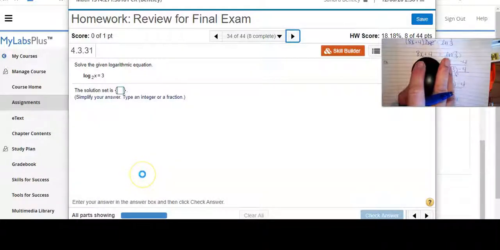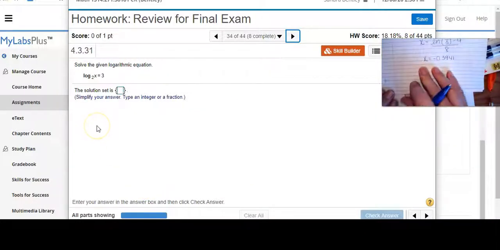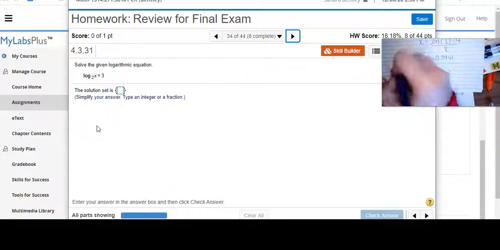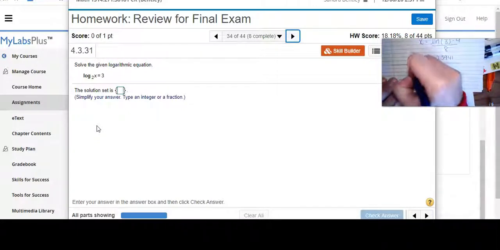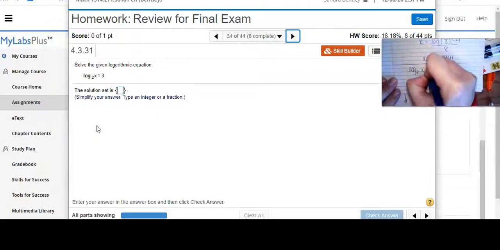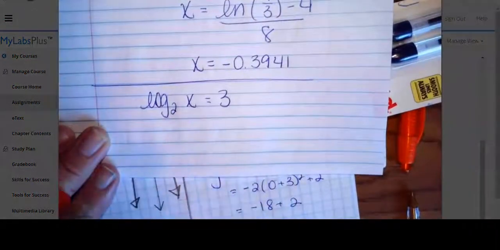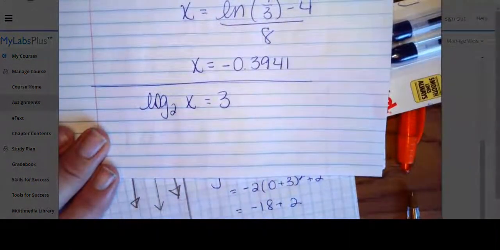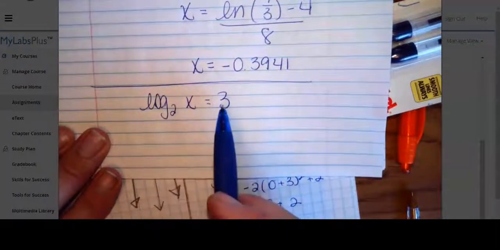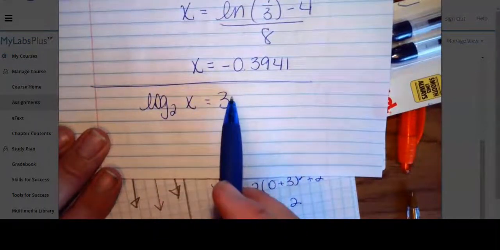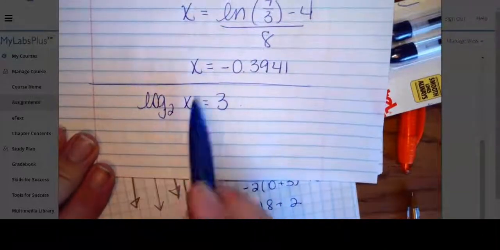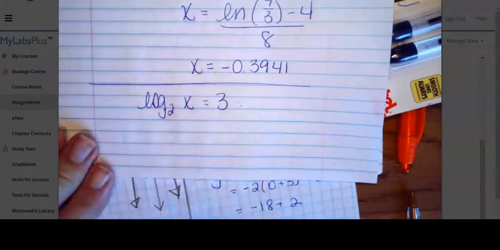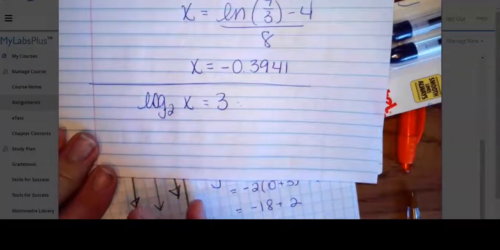Okay? Here we go. All right, so solve the given logarithmic equation. The given, not giving. So I have log base 2 of x equals 3. So what were our three formats? Our three formats, excuse me, were exponential equals exponential, a single log equal to something else, or a log equal to a log. So this is a single log equal to something else.